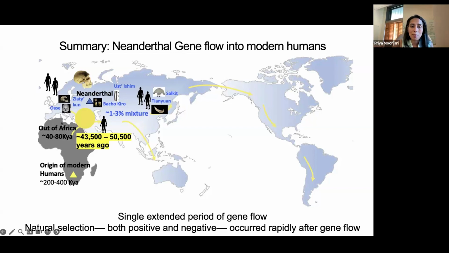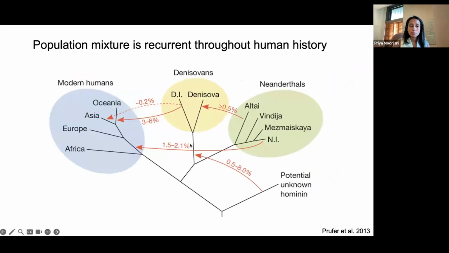We can also study patterns in these early modern human samples, and we find that many of these groups were very close to the Neanderthal gene flow event and have large bits of Neanderthal ancestry. And natural selection, both positive as well as negative selection in the formation of the deserts, occurred very rapidly after the gene flow, and we find evidence for that in our very early modern human samples also.